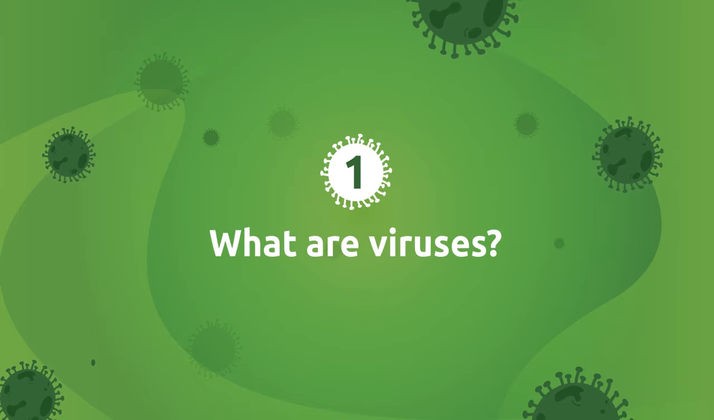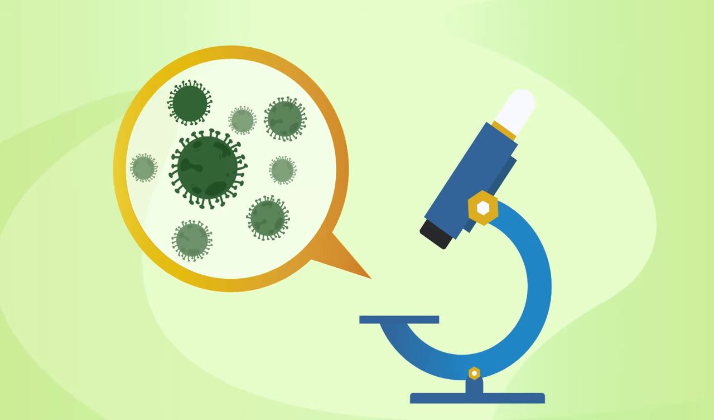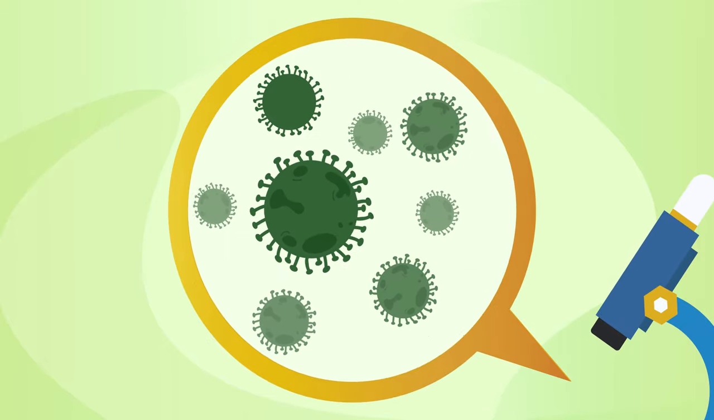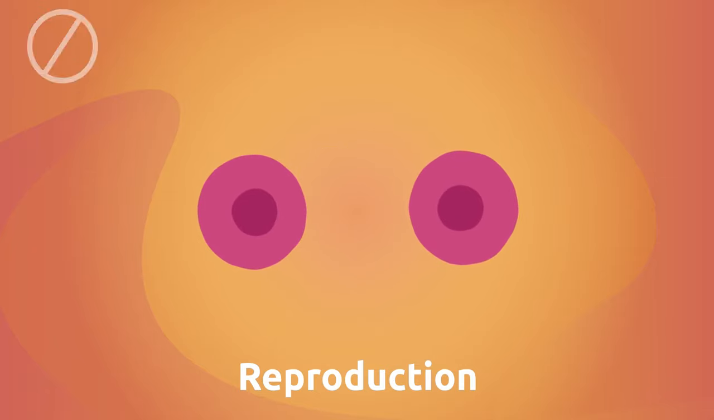What are viruses? Viruses are microorganisms. This means they are invisible in plain sight. To be able to see them, we need a microscope. Did you know that viruses are not living organisms? This is because, unlike cells, viruses cannot carry out the vital function of reproduction by themselves.